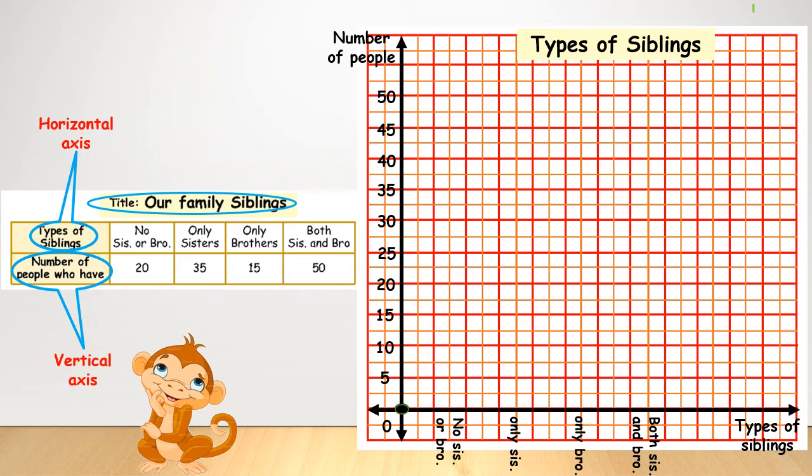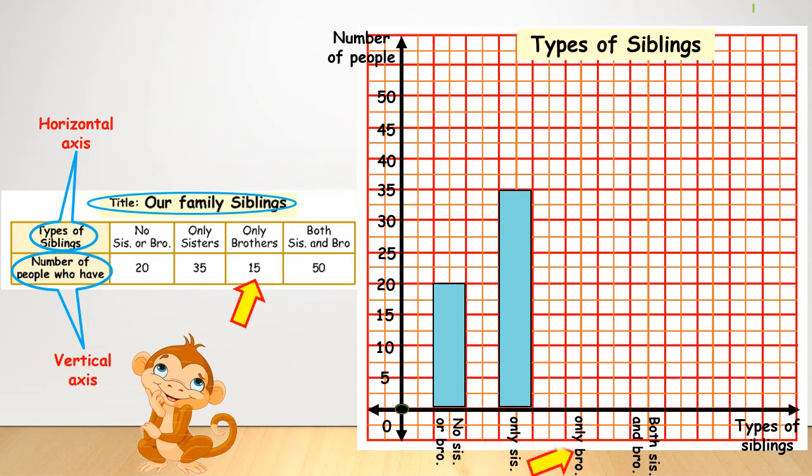Okay. Then we go to the first type, no sisters or brothers. We have 20. Then we go on to the graph and up to 20 and draw this bar. Next type, only sisters. We have 35. Go to the graph to only sisters and draw our bar up to 35. Then we draw this bar.